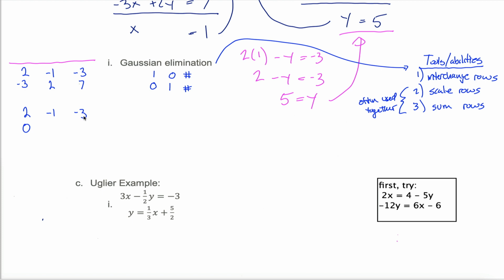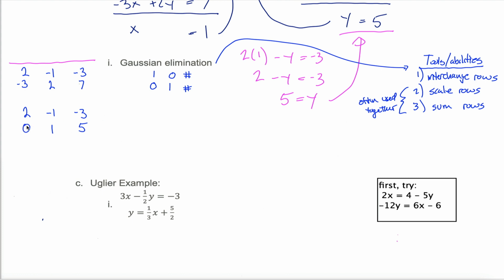Not sure you followed that? That's okay, I'm going to do it again. I take 3 times the top row and add 2 times the bottom row. So 3 times -1 is -3, and 2 times 2 is 4, and -3 plus 4 is +1. 3 times the top row is -9, 2 times the bottom row is +14, -9 plus 14 gives me +5. What I did there is I used my second and third abilities together to create a 0 in this position.